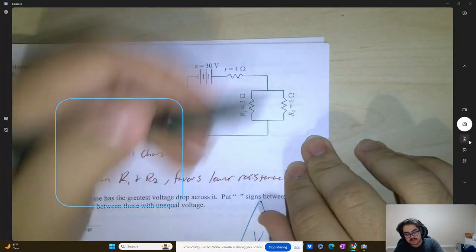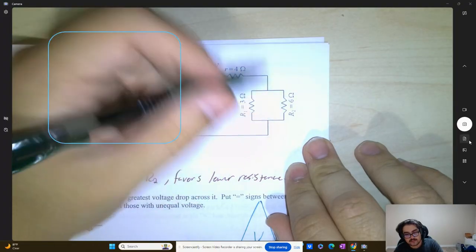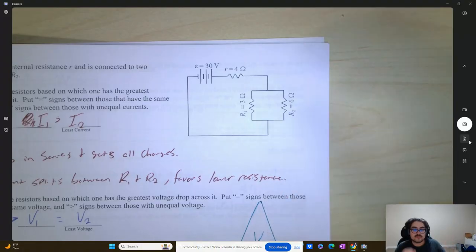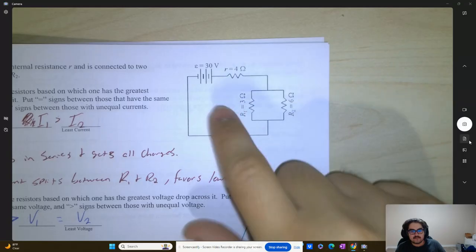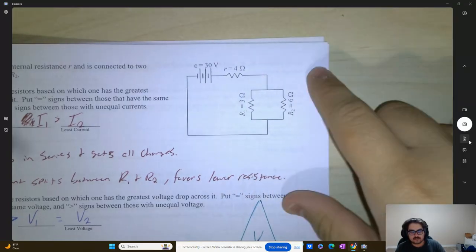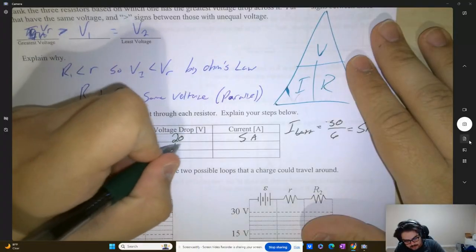But what's next is that the charges are going to either have to go to R1 or R2, and no matter which way it works out, they have to get rid of all of their energy remaining. So if we initially start with 30 and we lose 20 here, that means 10 volts need to be consumed by each of the resistors on their own. So the voltage drop here should be 10 as well.